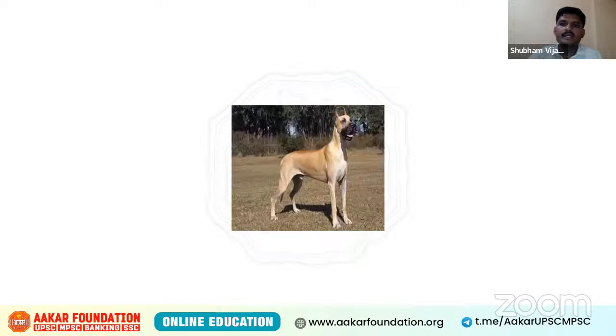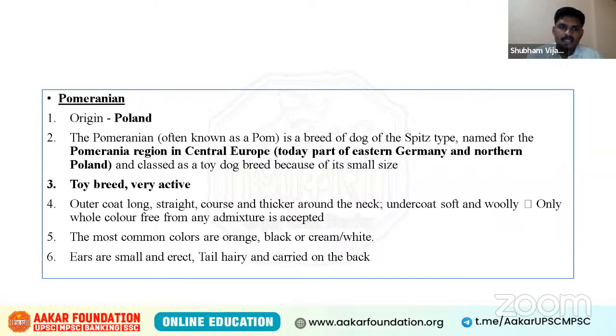Now the next one is the Pomeranian. Why Pomeranian? Actually, origin is Poland, but the exact origin is the Pomerania region in Central Europe. This part today is a part of Eastern Germany and Northern Poland. Okay, Pomerania. But whenever it asks for the origin, write Poland only, not Central Europe and all. Previously, the Pomerania region belonged to Poland. So, you can opt for Poland.